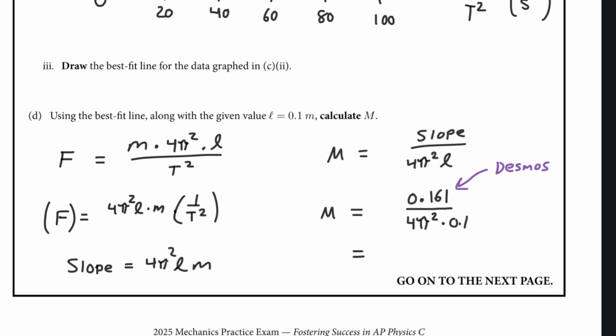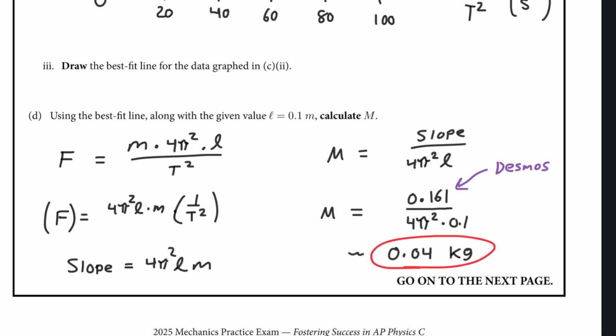And doing this, you'll get that your slope, or your M value here, is approximately 0.04 kilograms. So that is our answer.